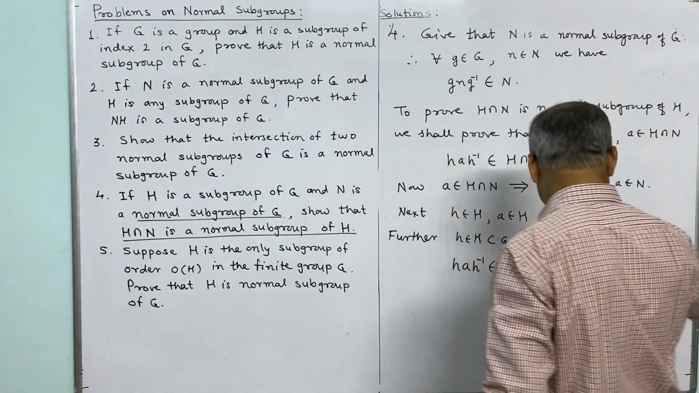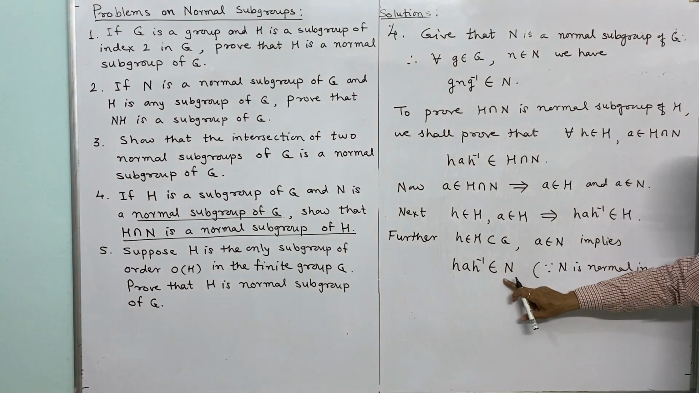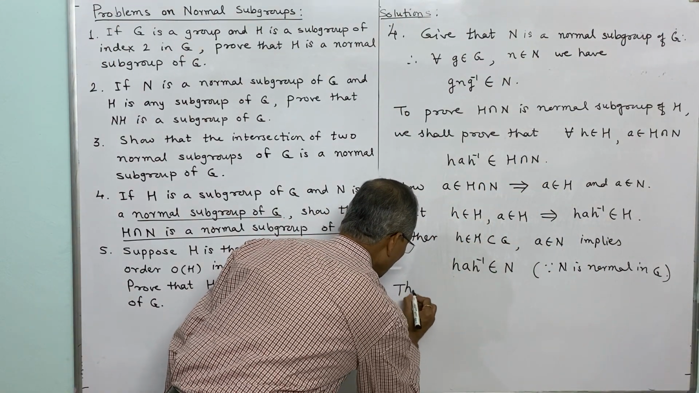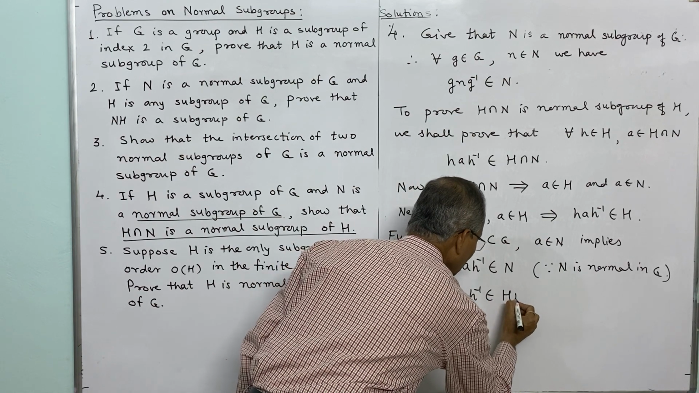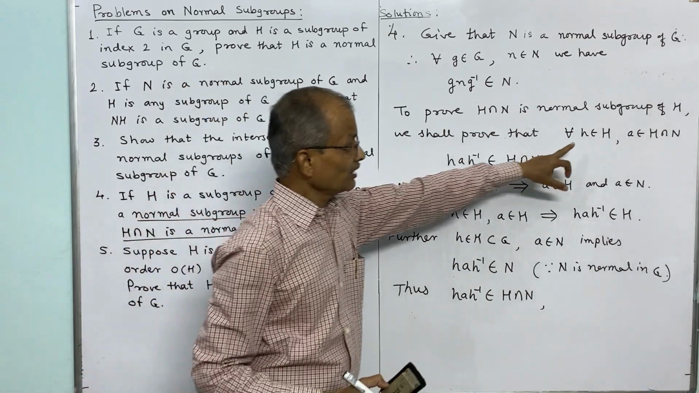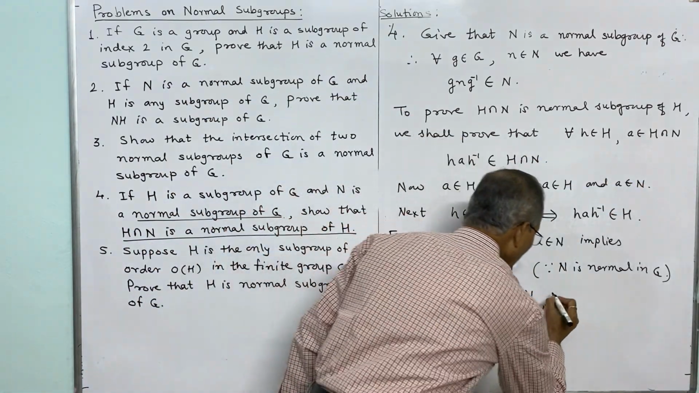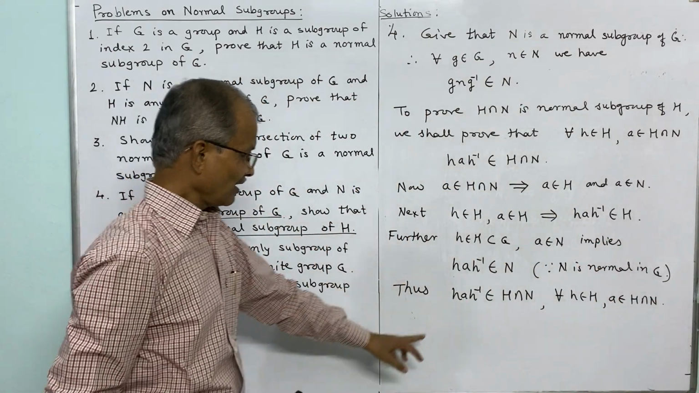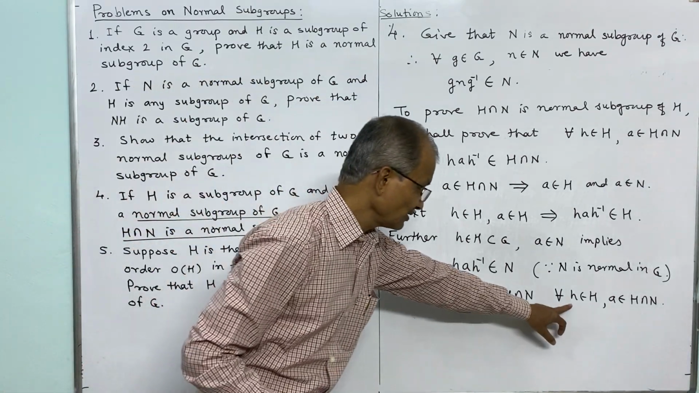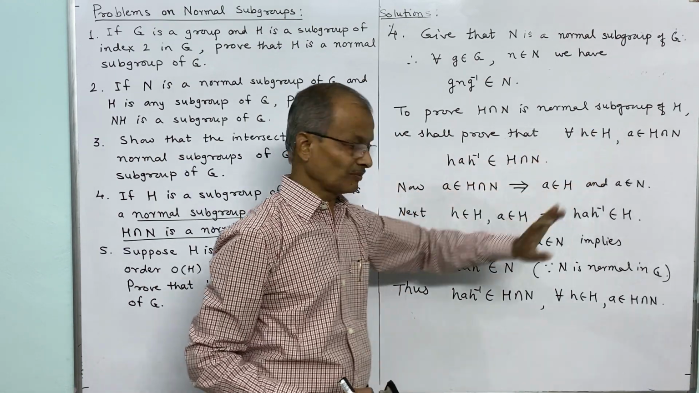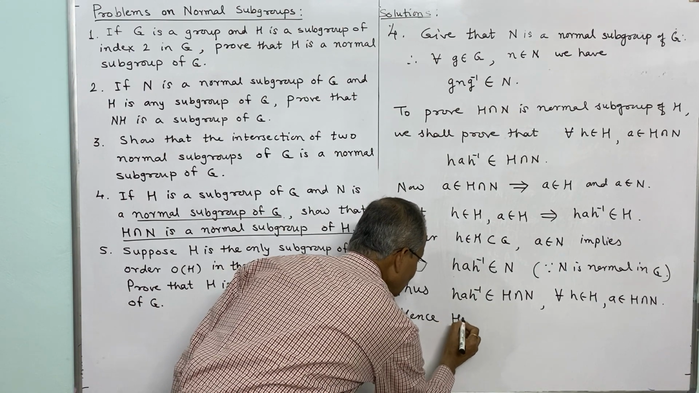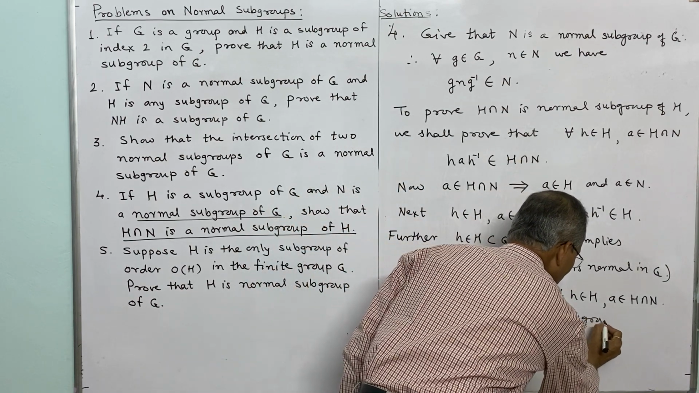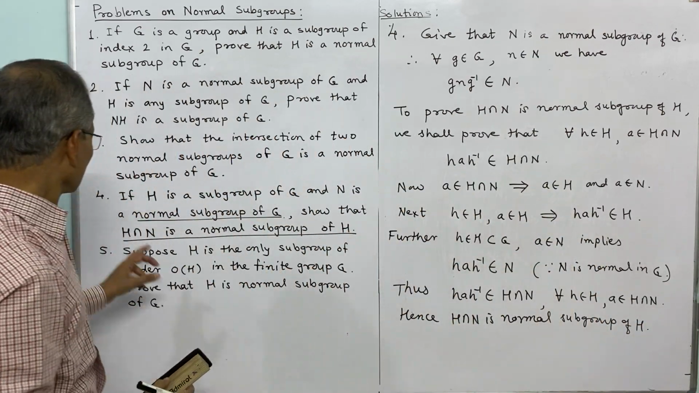And now you see this element h a h inverse is in H and h a h inverse is in N, and therefore h a h inverse is in H intersection N. This happens for all h belongs to H, a belongs to H intersection N. And thus this shows that H intersection N is normal in H. We are considering normality in H, not in G. So hence H intersection N is a normal subgroup of H, and this completes the solution for the fourth.